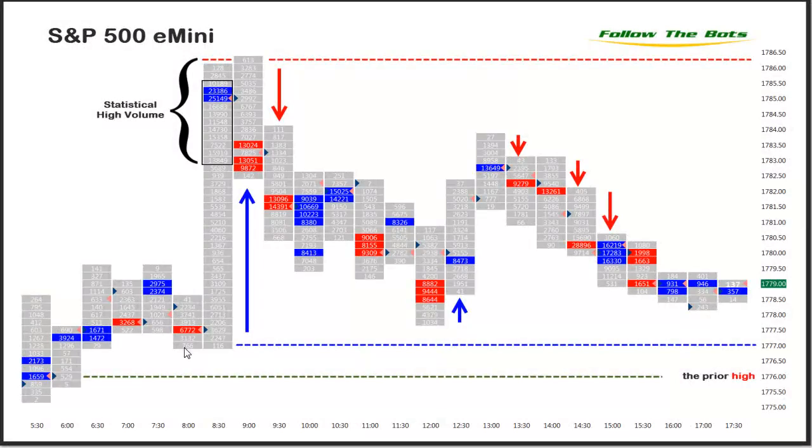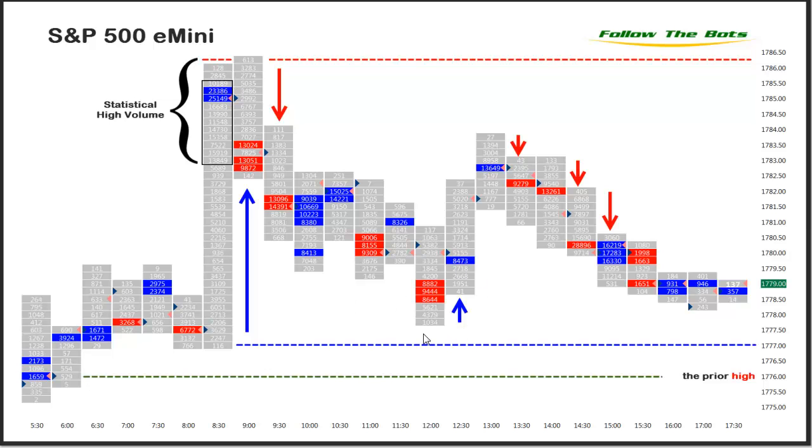During the rally, which started at the open, there was statistical high volume observed in the volume at price data as the S&P auctioned up to 1783 and 1785. The statistical high volume was most prominent at the 1785 price level, where 23 and 22,000 contracts traded respectively.